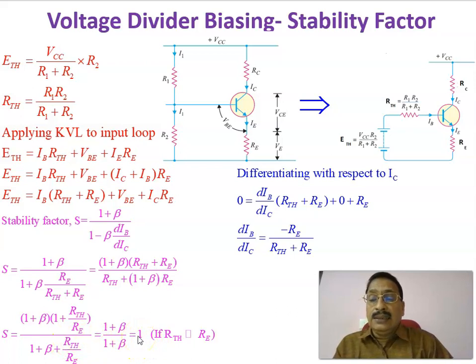That means very good stabilization is obtained in the case of voltage divider biasing. The stability factor is very small, equal to unity, provided RTH is very small compared to RE.